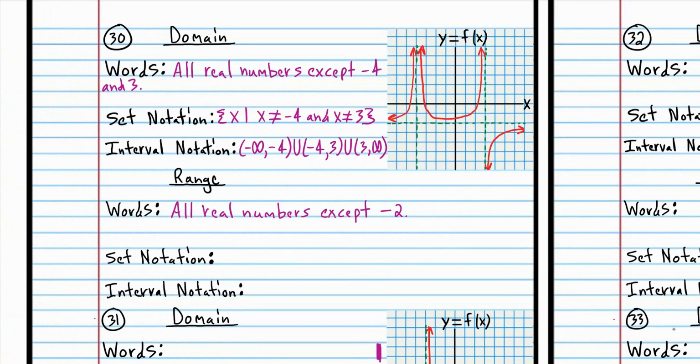Because again, in order for -2 to be part of the group of y values on the graph, it would actually have to pass through that horizontal asymptote. So in set notation we say the range is the set of all y values such that y is not equal to -2. And in interval notation we write parenthesis, negative infinity, -2, parenthesis, union, parenthesis, -2, comma, positive infinity.